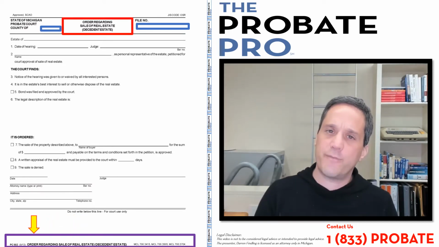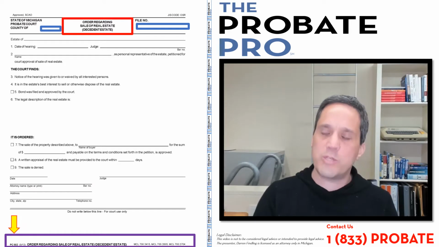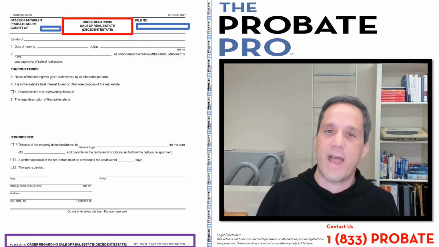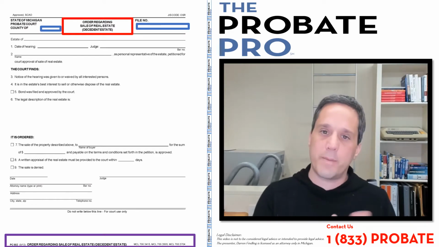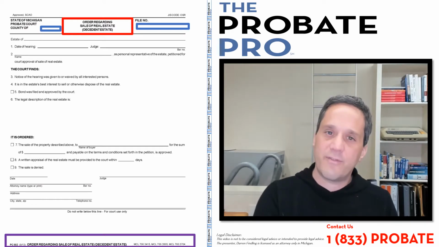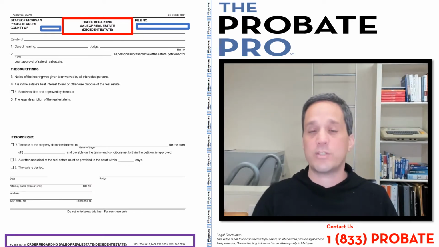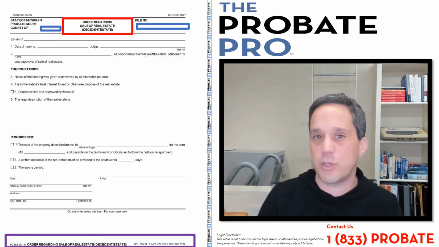And this particular form is an order, which means that there would have been a petition filed to allow for the entry of an order. A petition is filed with the court, scheduled for hearing, notice is given, all the interested parties are given notice, there's a court hearing, and then the court enters an order.